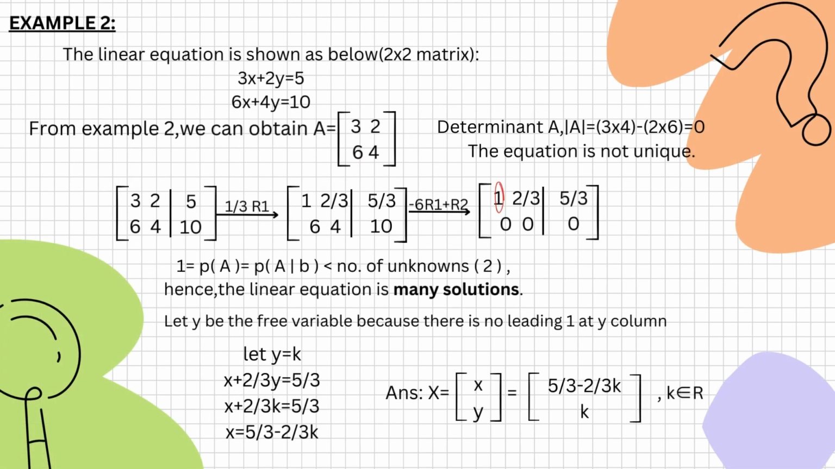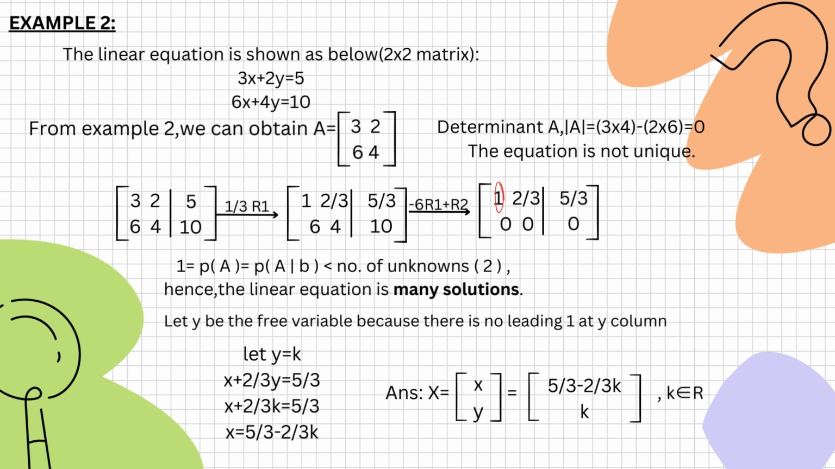Next, let us move to example 2. The linear equations are shown as below: 3x plus 2y equals 5, 6x plus 4y equals 10. From example 2, we can obtain that the determinant of A is equal to 3 multiplied by 4 minus 2 multiplied by 6, which equals 0. So it means that the solution is not unique.